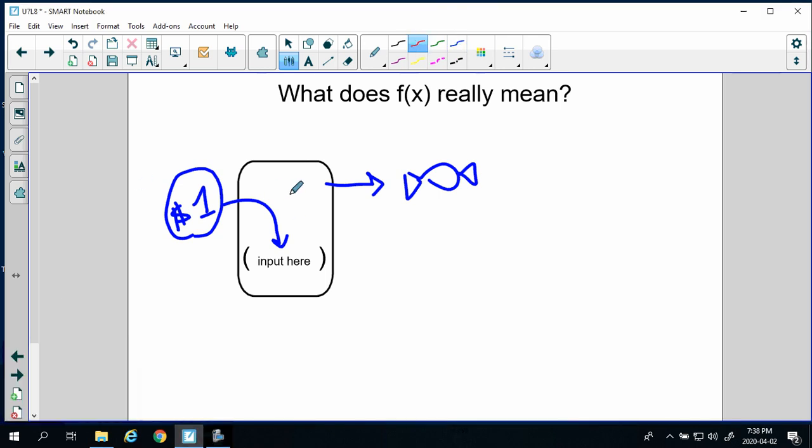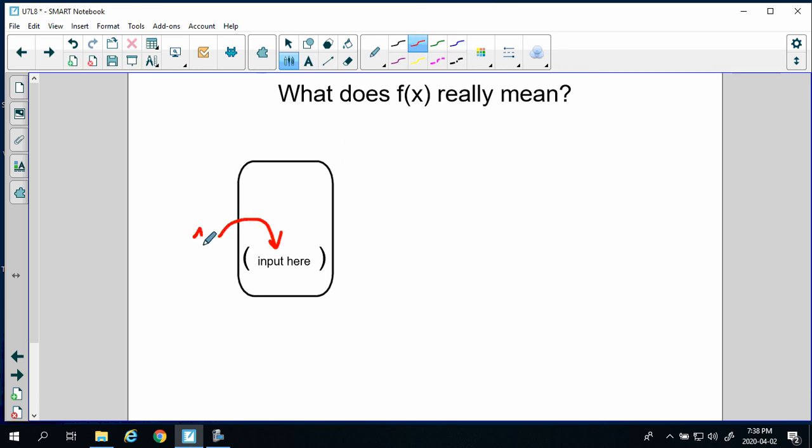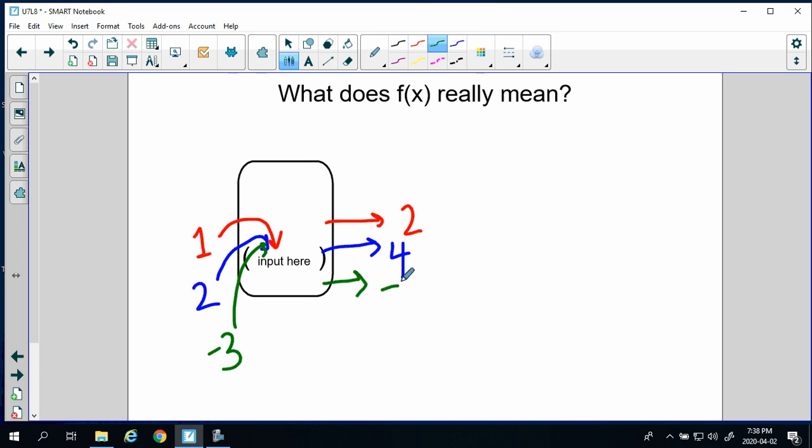So I can give this vending machine a name. Maybe I can just call it V for vending machine. And one way to say that is that V of $1 outputs a candy. But what if we change this vending machine so it's a little bit different? Maybe it's a special kind of vending machine. Maybe it's a little bit magical. Because if you put in $1, it actually outputs $2. And if you put in $2, it outputs $4, which is amazing. And if you put in negative $3, or I guess your debt, it will actually also double your debt.